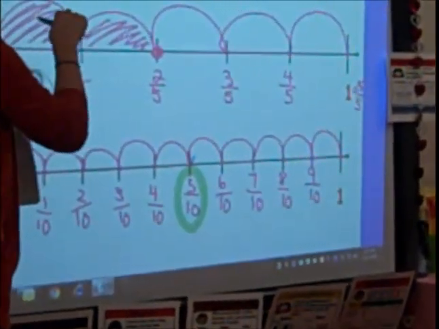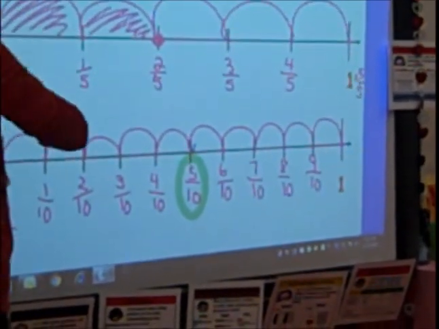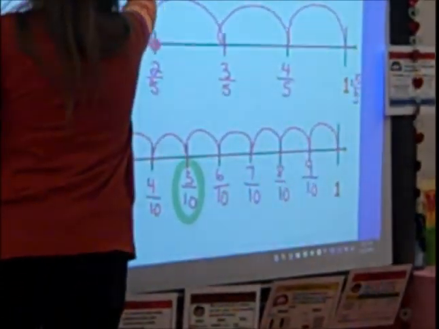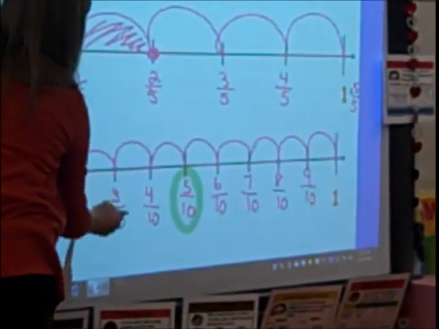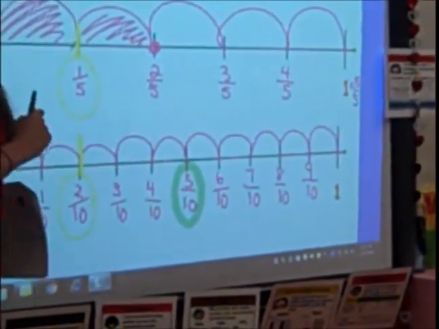The bars. Yeah, we're going to do that next. So, looking at this, I can see that 1/5 shares a spot on the number line with 2 tenths. So I know that they're equivalent.